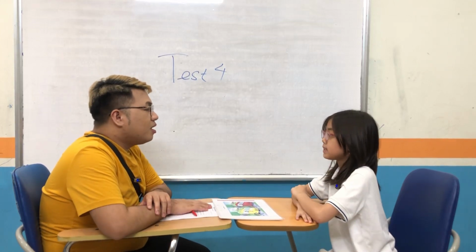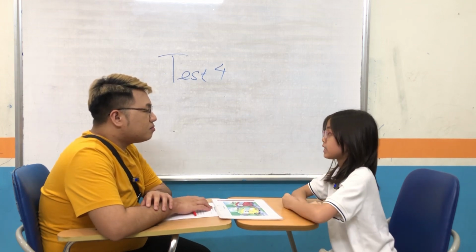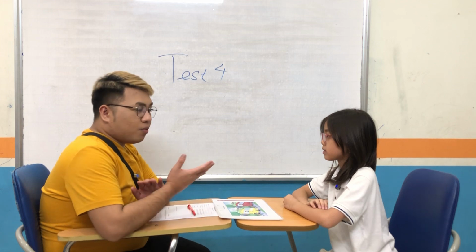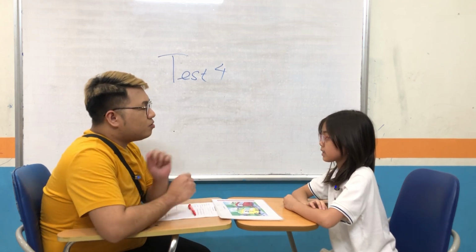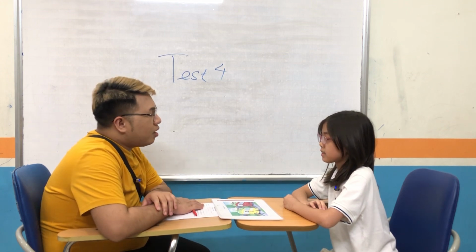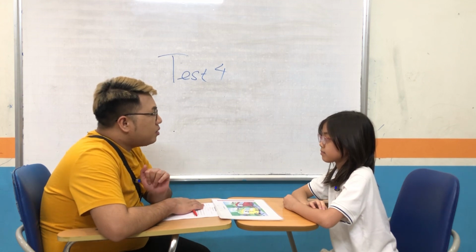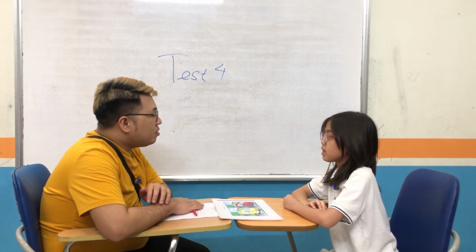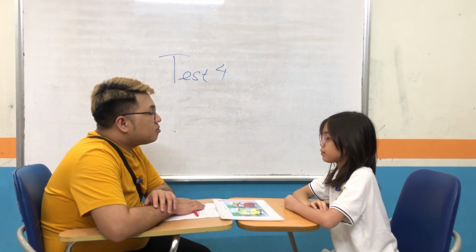My name is Phúc Chi. Hello, Phúc Chi. How old are you? I am 10 years old. And how are you today? I'm happy. That's great. And what food do you like? I like pizza. What color do you like? I like white. And may I know how many people are there in your family? In my family, there are 5 people.